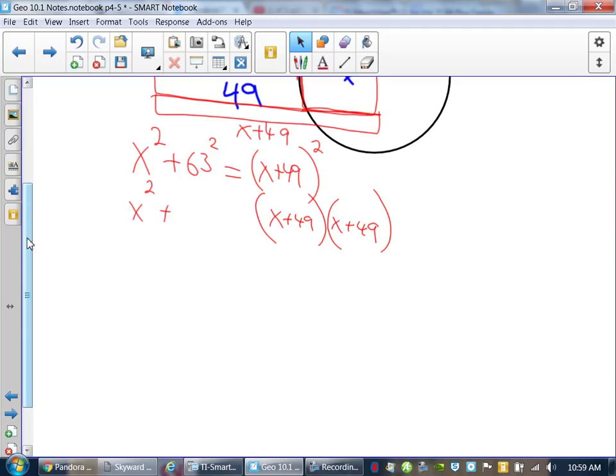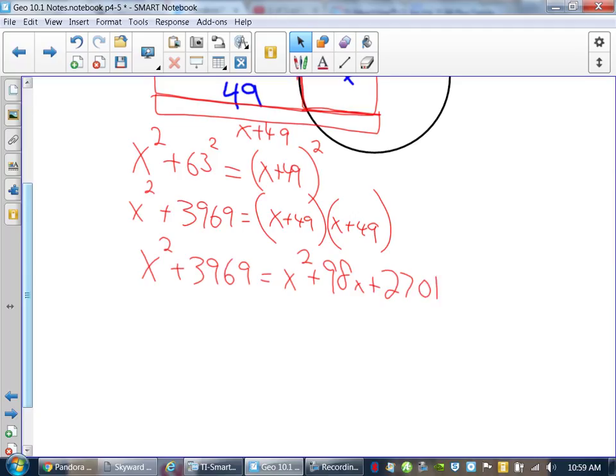I don't know what 63 squared is. Help me out here. It ends in a 9. Okay. Thank you. Take it home. When you FOIL this out, then you got x squared, 98x, and 2701. I was close.